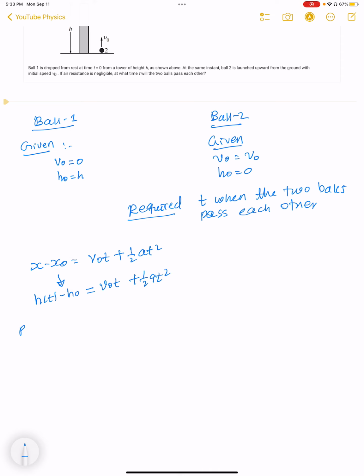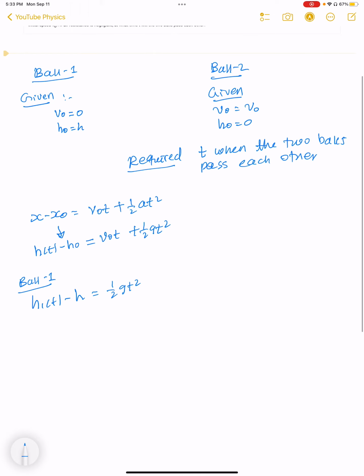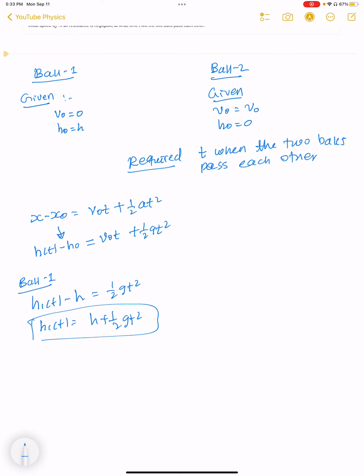So for ball one, we'll get h1(t) minus initial height is h. However, it has an initial velocity of 0, so that just leaves us with 1/2 gt squared. And that means h1(t) equals h plus 1/2 gt squared. This will be our equation 1.